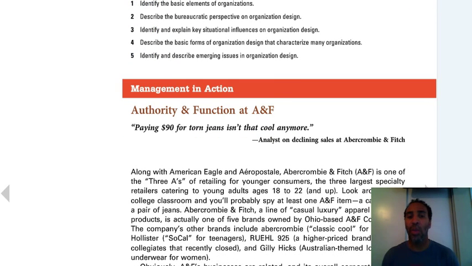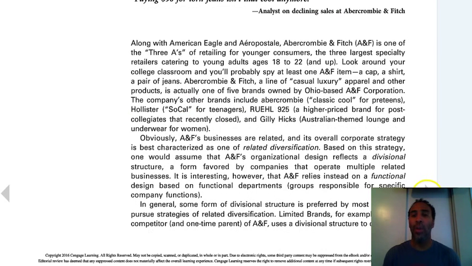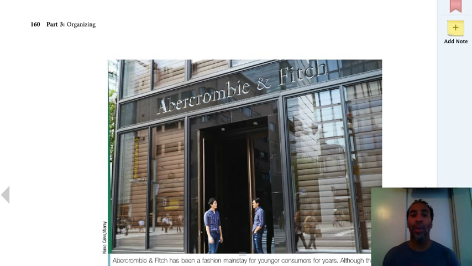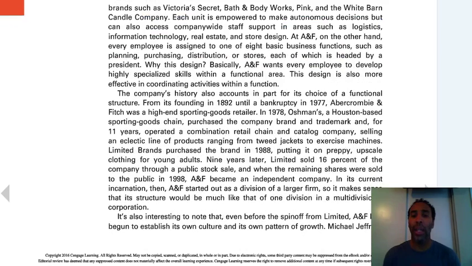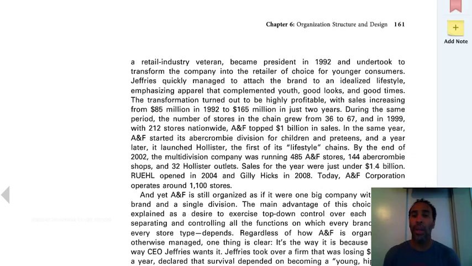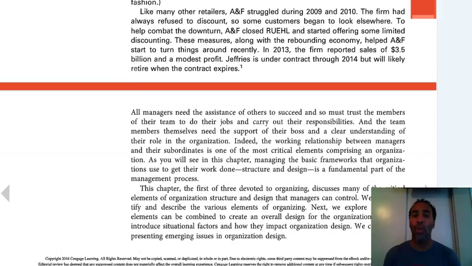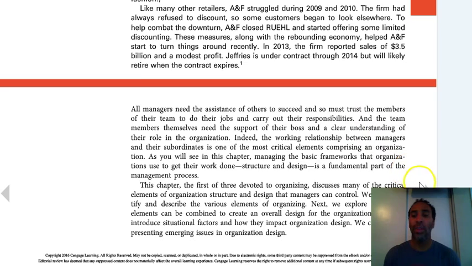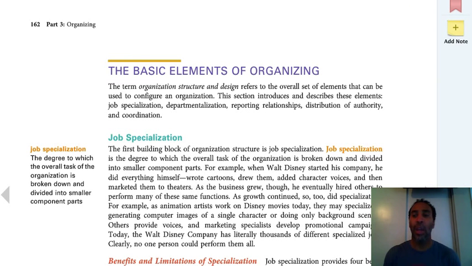So, nice quote: "Paying $90 for torn jeans isn't that cool anymore," from an analyst on declining sales at Abercrombie & Fitch. You have to think about what's in, what's not in, what's currently in, and going out. So, of course, I need you to read that case study on the company and get some real-world perspective on how your organization should be designed and what markets you should target.